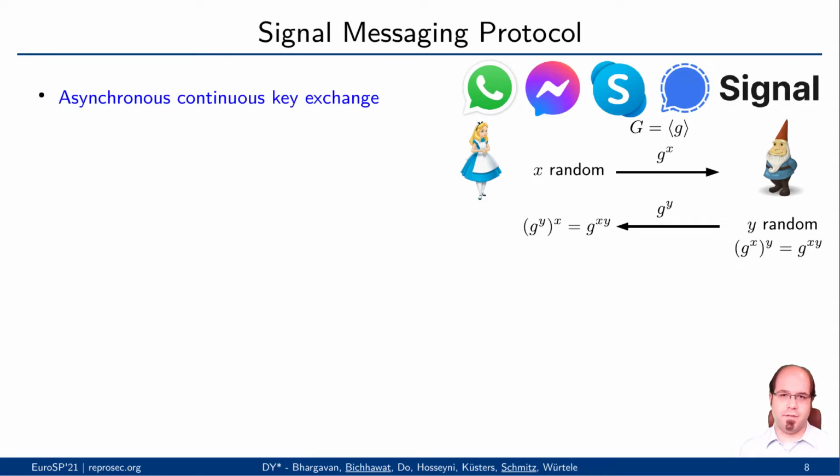One of these protocols is the Signal messaging protocol. At its core, Signal contains an asynchronous continuous key exchange, which is based on Diffie-Hellman. To recall, if two parties, say Alice and Bob, use Diffie-Hellman to negotiate a shared secret, they do the following. Alice chooses a random value x and sends g to the x to Bob. Bob in turn chooses a random value y and sends g to the y to Alice. Now both parties can compute g to the xy and use that value as a shared secret.